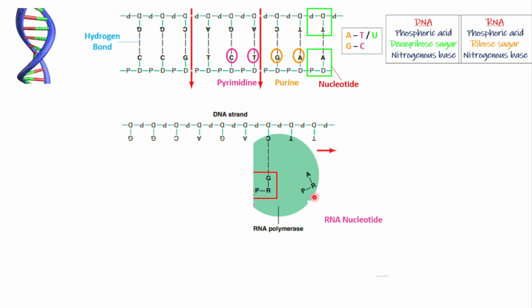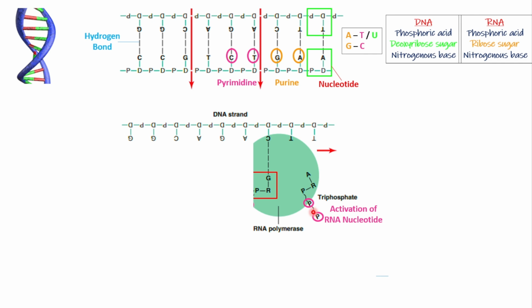So this is an RNA nucleotide. Okay, now the first step is that this RNA nucleotide will be activated. There will be activation of this RNA nucleotide. And how is this RNA nucleotide going to be activated? It will be activated by the addition of two high energy phosphate bonds. So these two high energy phosphate bonds will be attached to the phosphoric acid of the RNA nucleotide.